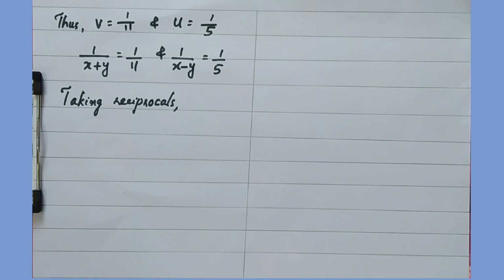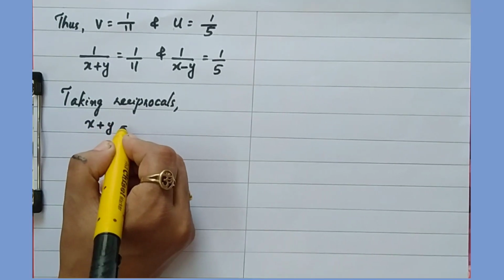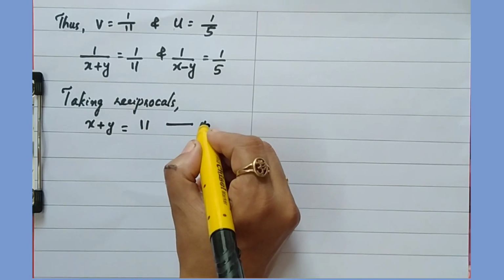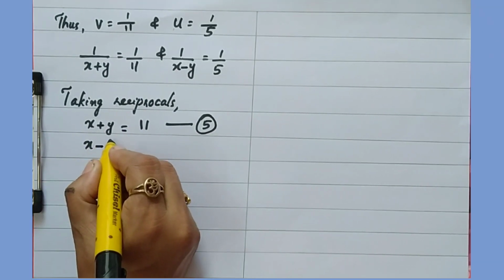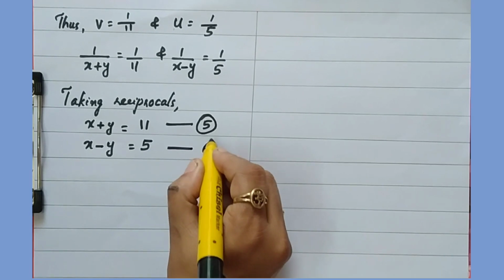Here when taking the reciprocal you will get x plus y equals, reciprocal of 1 by 11 is 11. This you can take as equation number 5. Taking reciprocal here you get x minus y equals reciprocal of 1 by 5 is 5, equation number 6.